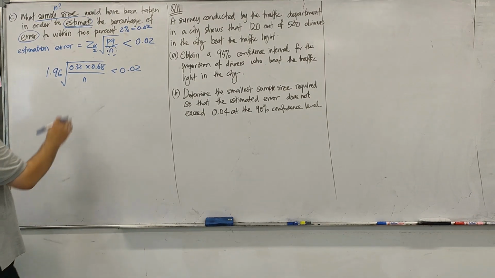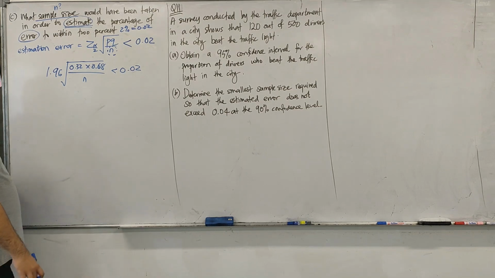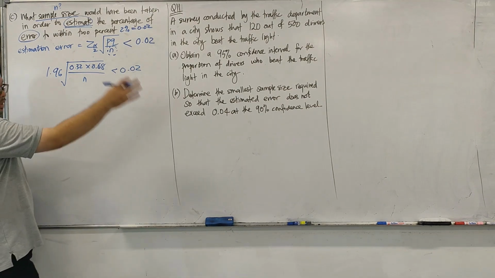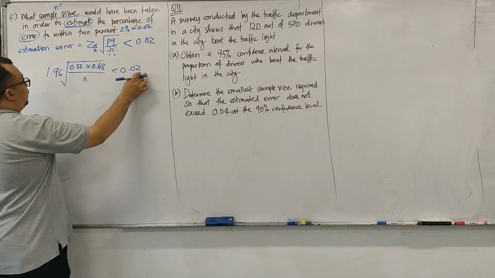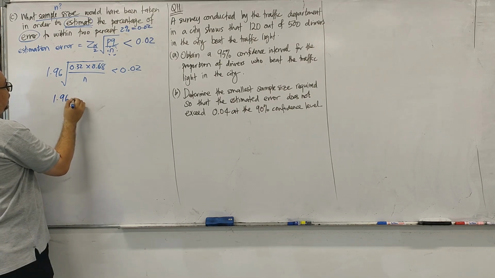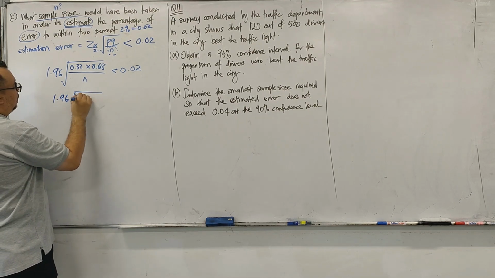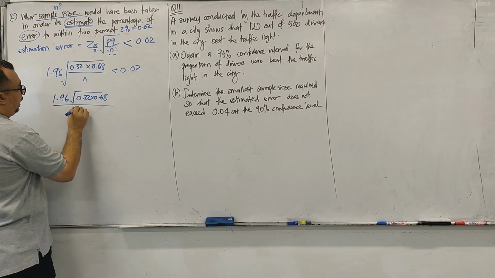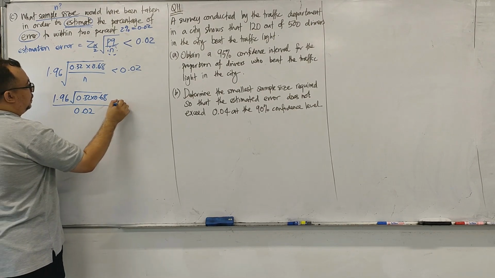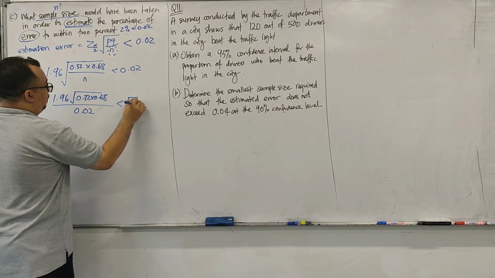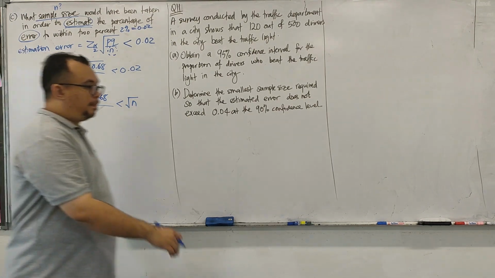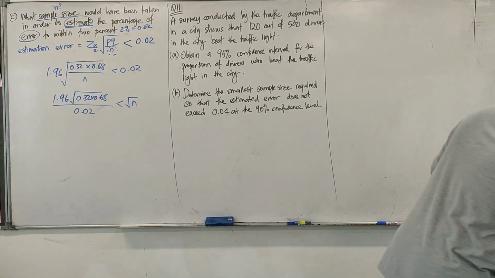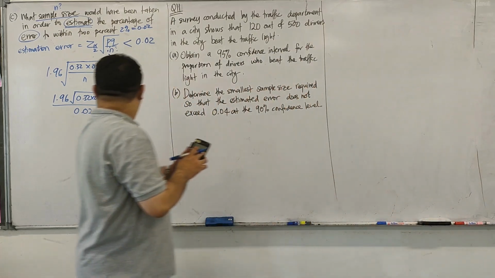Okay, so now I can move up and down. So this one, saya pindahkan square root naik atas: 1.96 square root 0.32 times 0.68 divided by 0.02 less than square root of N. Okay, so I press my calculator.